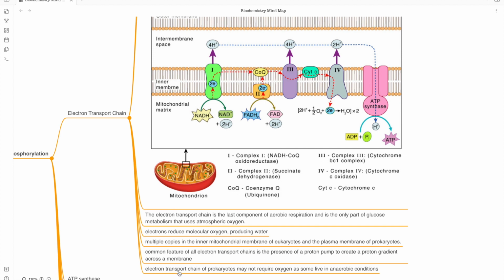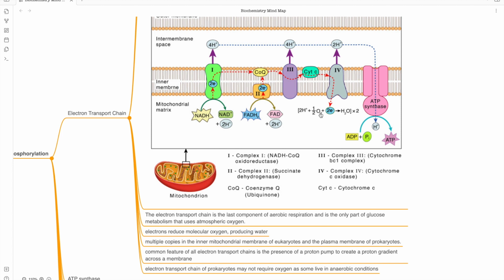The electron transport chain of prokaryotes may not require oxygen, as some live in anaerobic conditions. Obviously, there are some anaerobic bacteria which live totally in anaerobic conditions. Some of them cannot thrive in the presence of oxygen. So in those cases, oxygen is not a requirement for the ETS. The only thing is that we require oxygen as the ultimate or final electron acceptor.